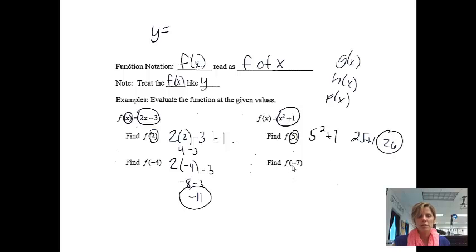And then this last example, for f of negative 7, wherever I see an x, I'm going to put a negative 7. I'm going to put negative 7 squared plus 1. Negative 7 squared means negative 7 times negative 7, which is 49. Plus 1, which is 50. So notice I did not do anything with the left side because that was just letting me know what my function was. So hopefully now you can evaluate a function.